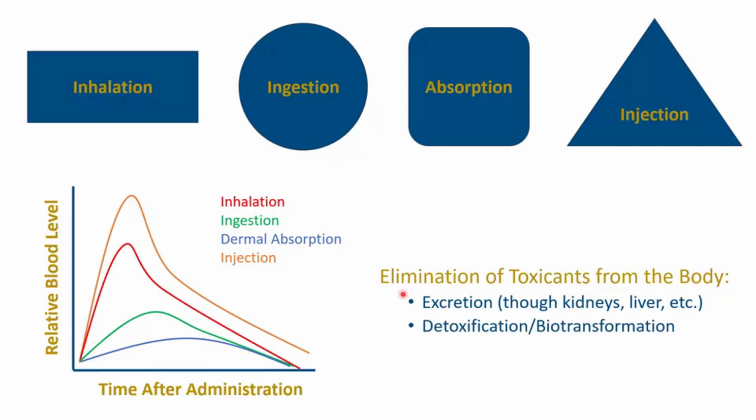A second mechanism would be through chemical transformation, so through detoxification or biotransformation. So converting that toxicant to something that is less toxic and eliminating it from the body. Finally, the body can store the toxicant in fatty tissue and thereby remove it from the blood.